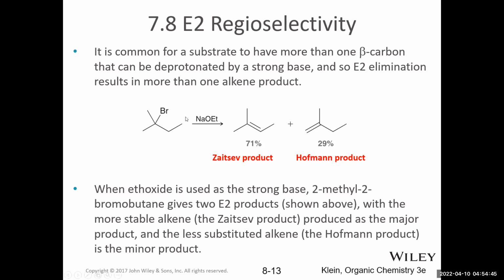So what we're going to learn is how we know, when a particular base is used, which of the two possible products, either the more stable alkene or the less stable alkene, will be the major product. It turns out that you can actually control the regioselectivity of E2 reactions by the appropriate choice of the base. For example, if you chose this base, you're going to get majority Zaitsev alkene. But if you used a more bulky base, we can influence it so that the majority product is the Hofmann product.